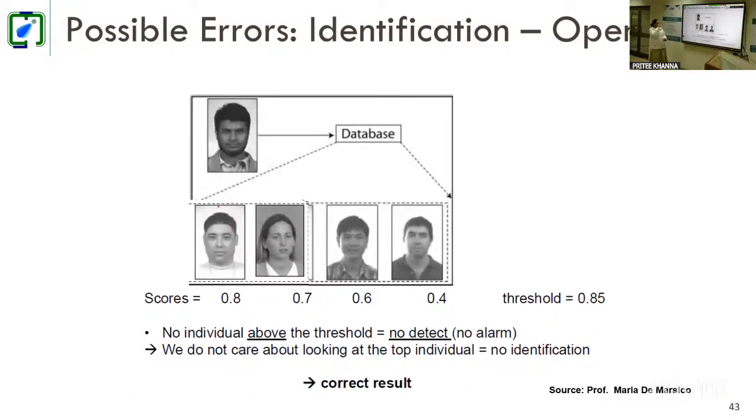Now here you can see the threshold is 0.85. Now what is happening? All these scores are less, so no detection is there. But the person is not in the database either. So you can see that this no detect is correct, right? The earlier situation was where the person was in the database. So here it is a correct thing.